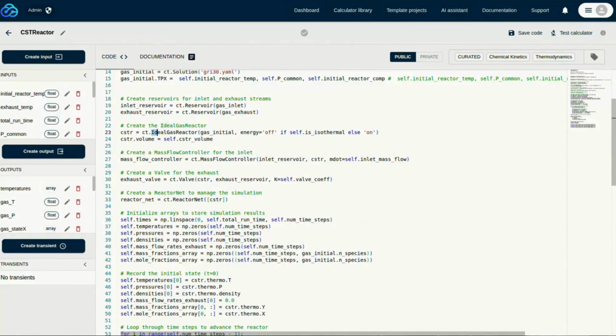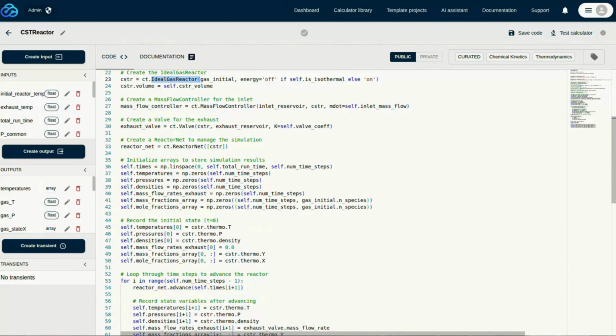Here, the IdealGasReactor class creates a digital twin of our physical vessel. The core engine of this simulation is the ReactorNet. It simultaneously solves the underlying mass and energy balances.